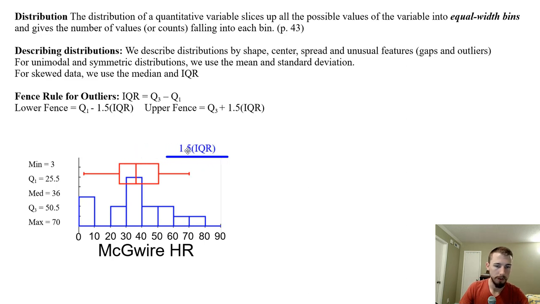Also, you don't actually draw this 1.5 times the interquartile range. I'm just showing that. So that's your box plot, that's your modified box plot. I'm just showing it to you as a visual aid of what's actually going on with the formula, so hopefully you'll be able to remember what we do and why we do it.